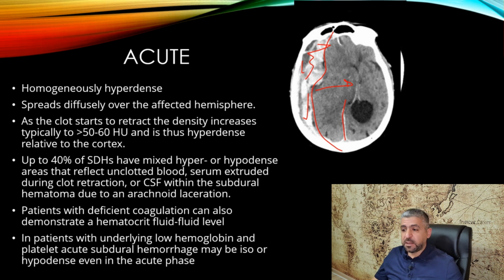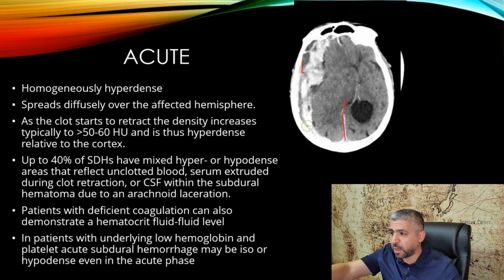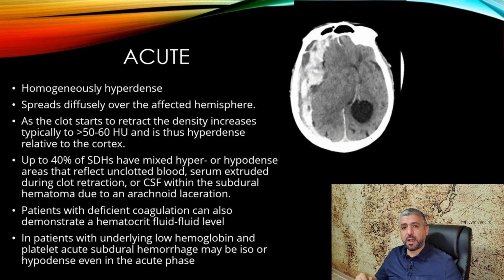If patients have a deficient coagulation, okay, they can demonstrate a hematocrit level if they are on anticoagulant, for example, or if they have some hemophilia, for example. The blood will sediment and the serum will go up and will have a fluid blood level, okay?